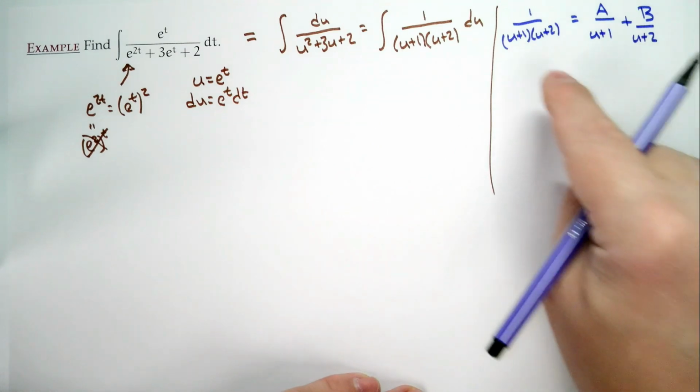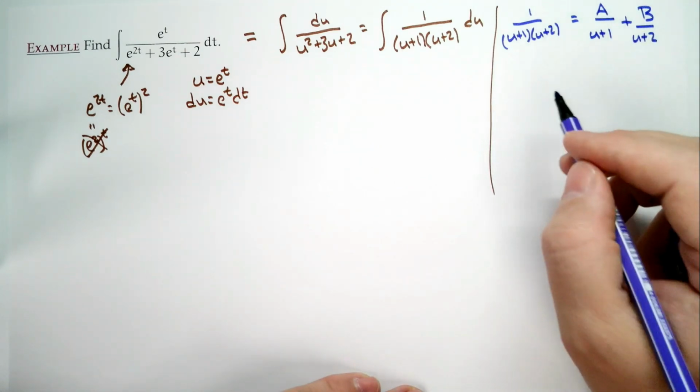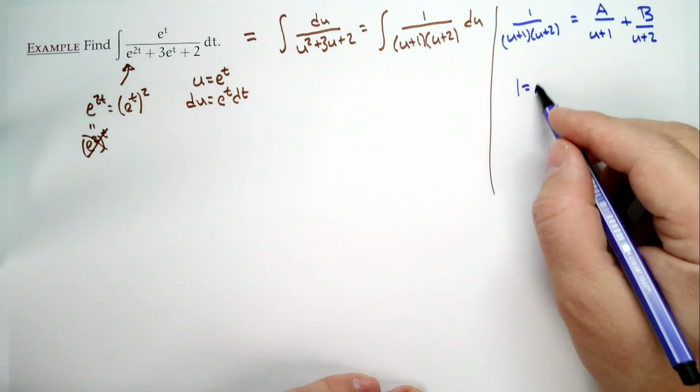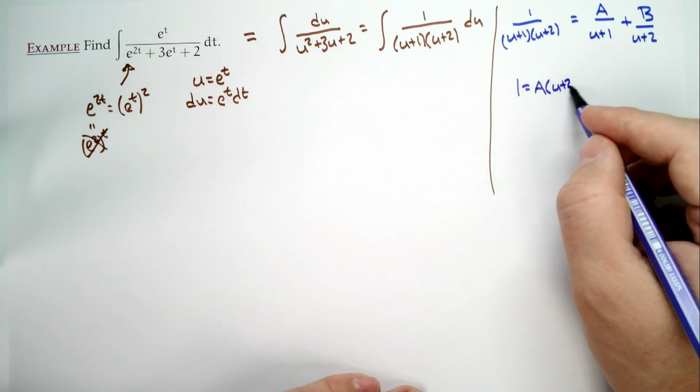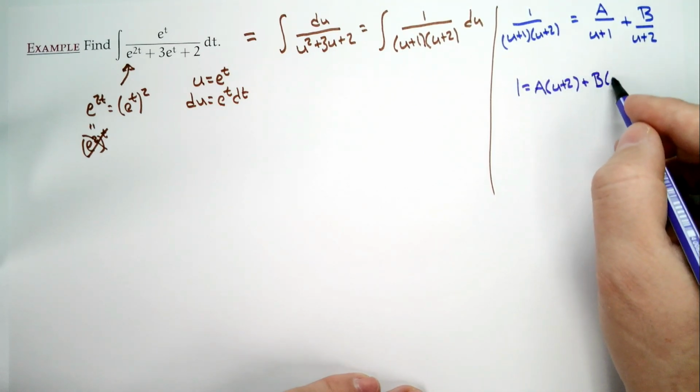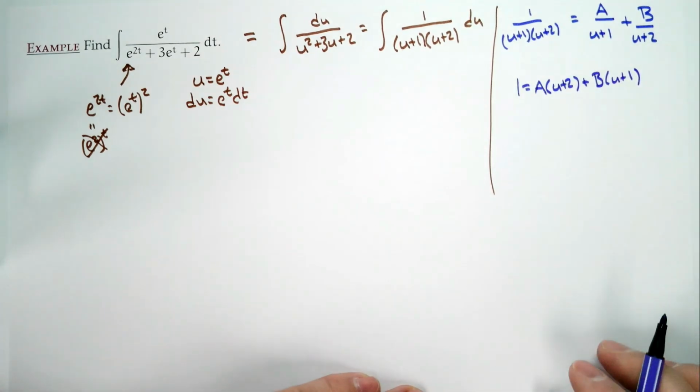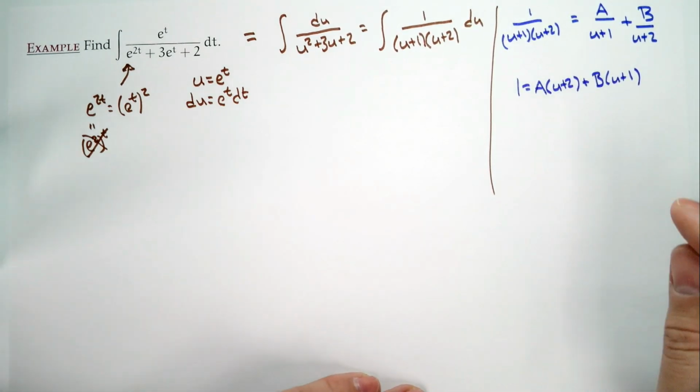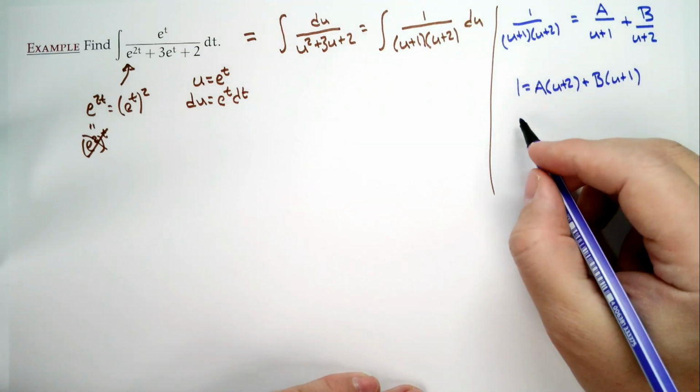Clear your denominators. Multiply both sides by u plus 1 times u plus 2. Then 1 equals a times (u plus 2) plus b times (u plus 1). Now it's not so hard to solve for coefficients, but I'm just so enamored with this idea of choose wisely. I'm going to keep going.